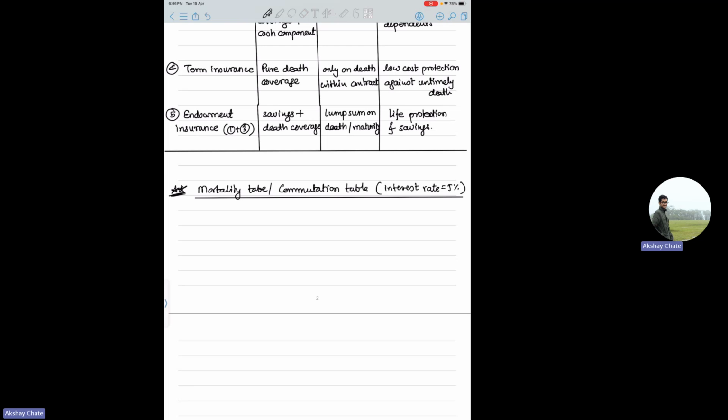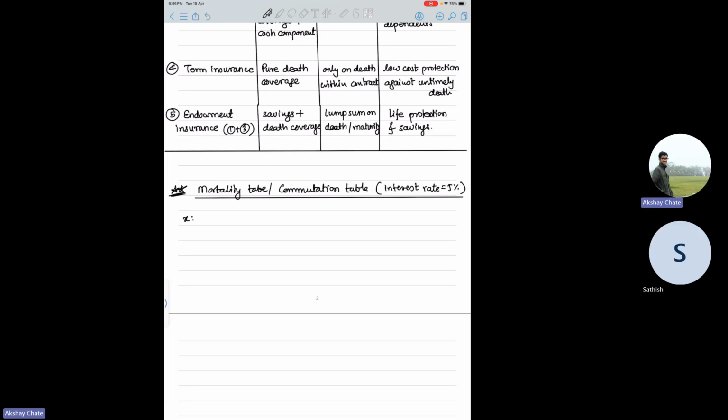So here if you look at this table, there are different columns. Okay, so I'll just explain what each column means. There is a first column which is denoted by the variable X, which is nothing but age. Okay, and it means the present age of a person. It starts from 0, so that means when you are born, and goes till the time you die.